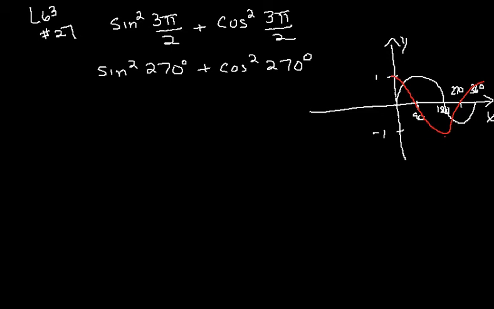So let's just look at the graph, just picture that in your head. The sine of 270, so we go to 270, the sine is the white line, it's minus 1. So we just put minus 1, let's do that in white, minus 1 squared. The cosine of 270, look at this, it hits 0 right there. So it would be 0 squared. So the answer to this problem is just 1.